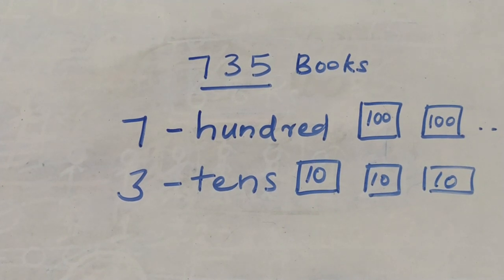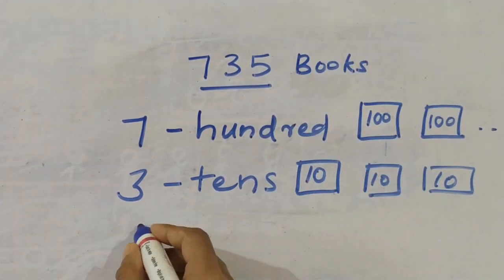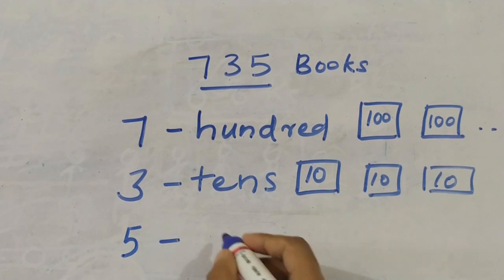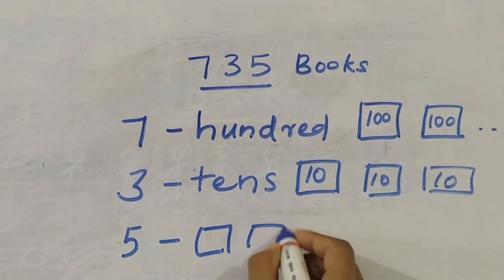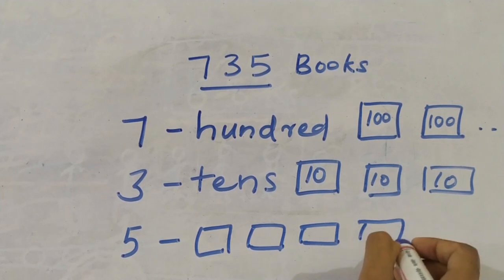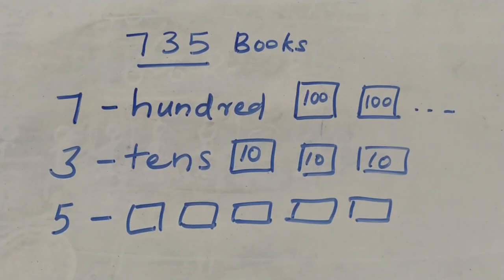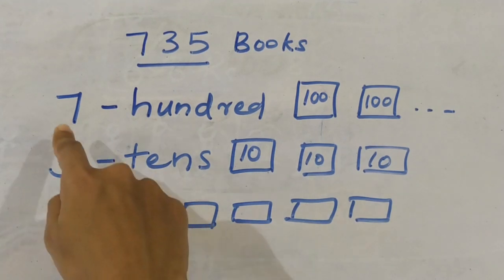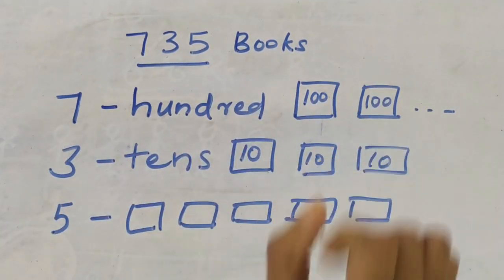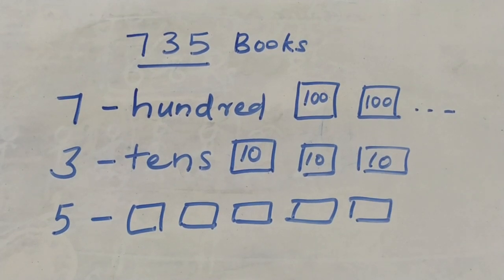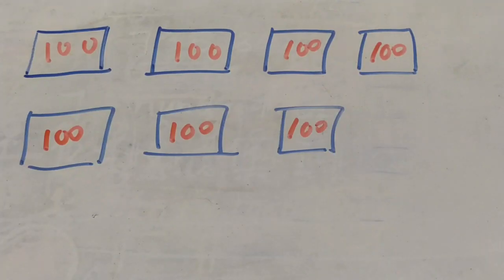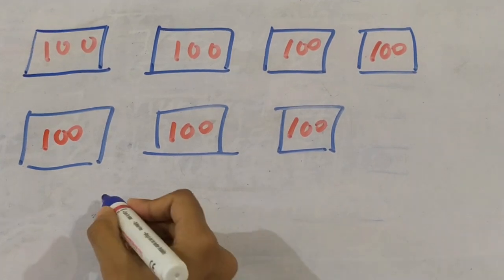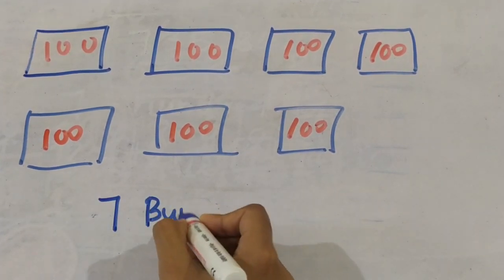Now what is 5? That is 5 ones, so 5 books. These are the books. We want to divide these books among 5 classes. First of all, let us take 7 bundles of 100 books each. So what is this? These are 7 bundles.